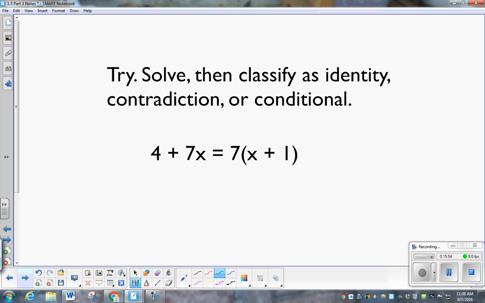One more for you to try. I want you to solve this and then tell me whether it's an identity, a contradiction, or a conditional equation.